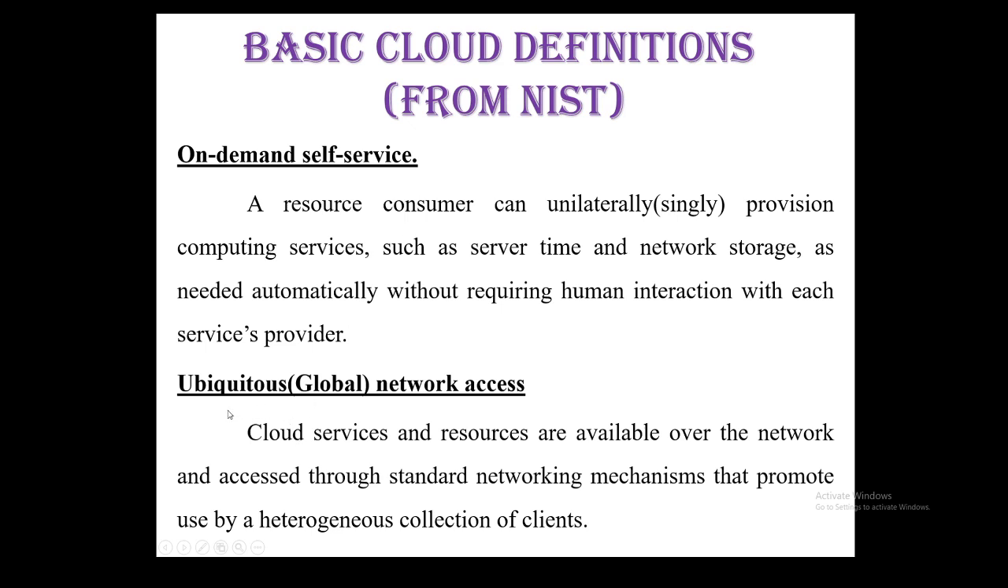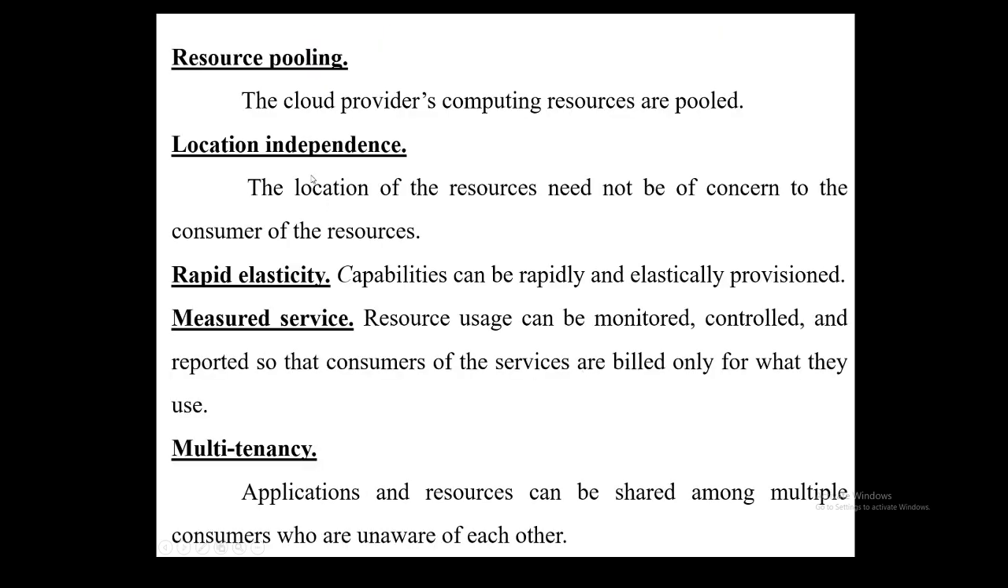Second definition is ubiquitous network access. What is this ubiquitous? It means global. So these cloud services and resources are available all over the network, and can be accessed through standard networking mechanisms promoted by a heterogeneous collection of clients, right? Next one is resource pooling, which is about a lot of computing resources combined together in a single place.